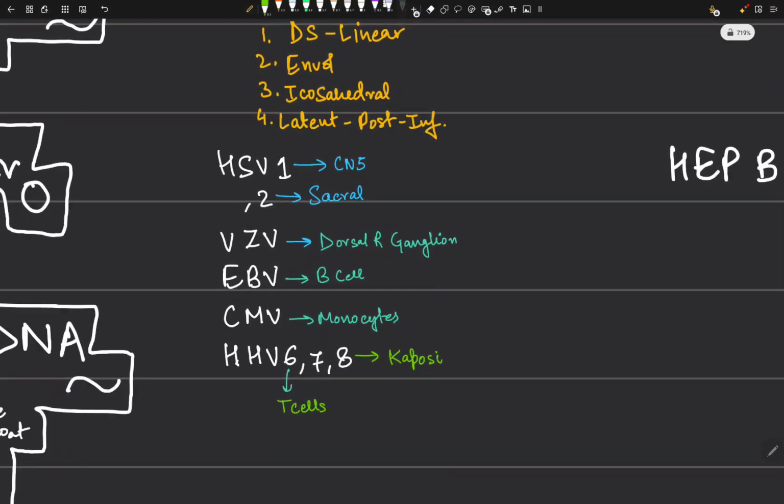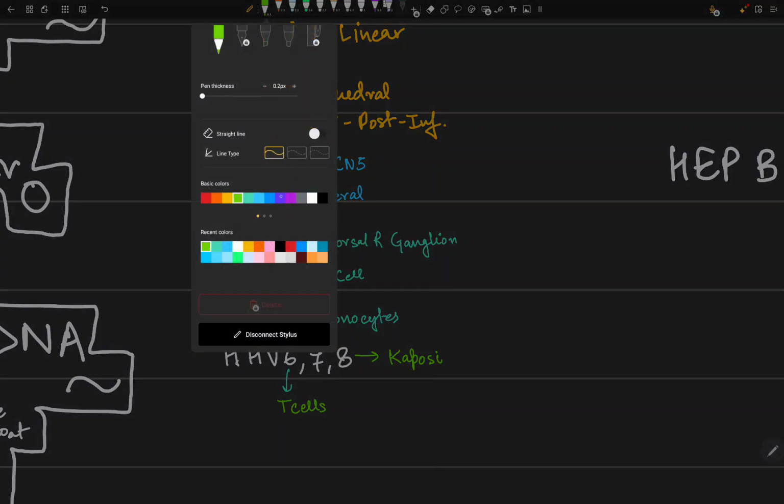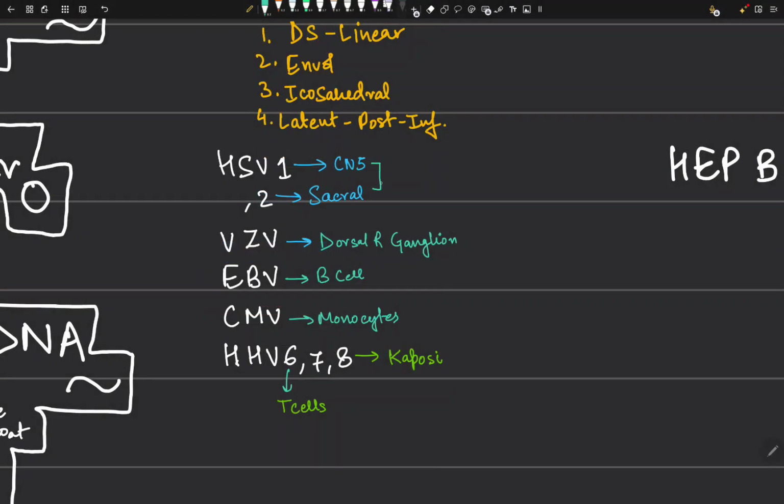Cool thing we should know is that both HSV1 and HSV2 are multinucleated giant cells, right? They have a positive Tzanck smear. We should remember them. Okay. They both are positive Tzanck smear. Want to remember it because sometimes the question can appear as such.